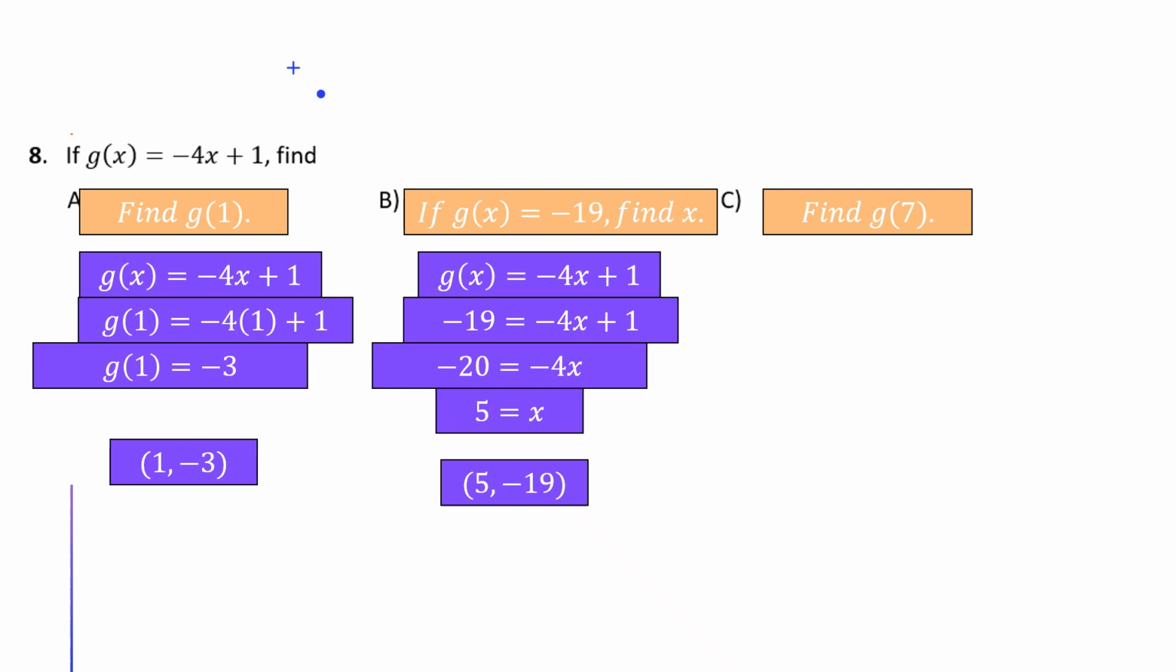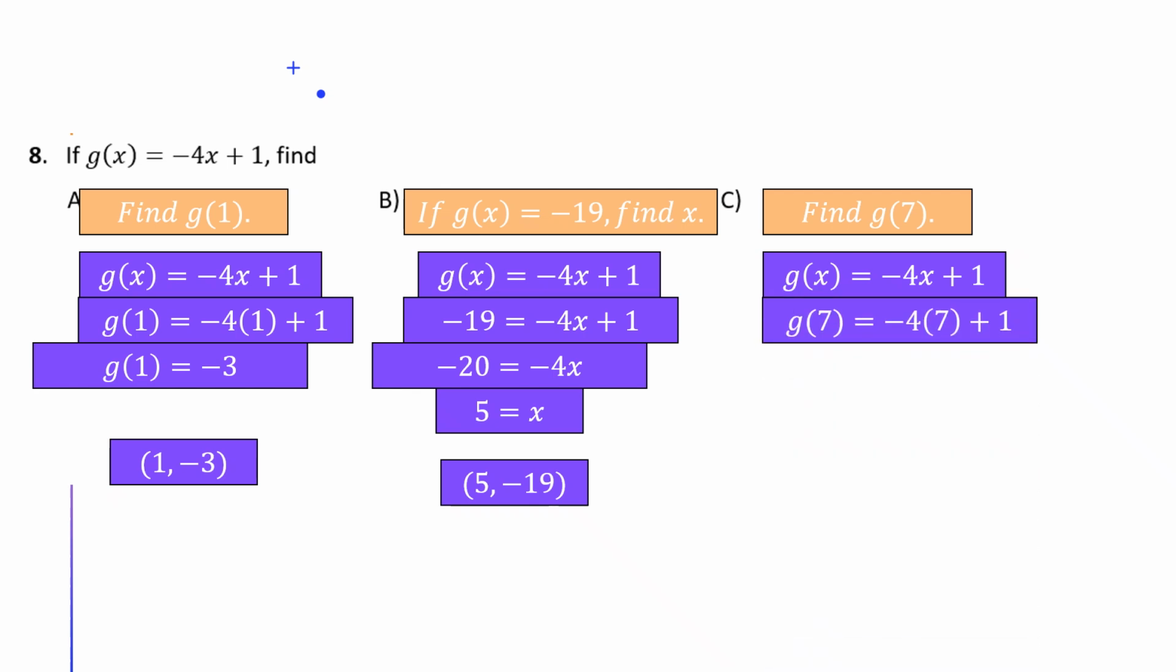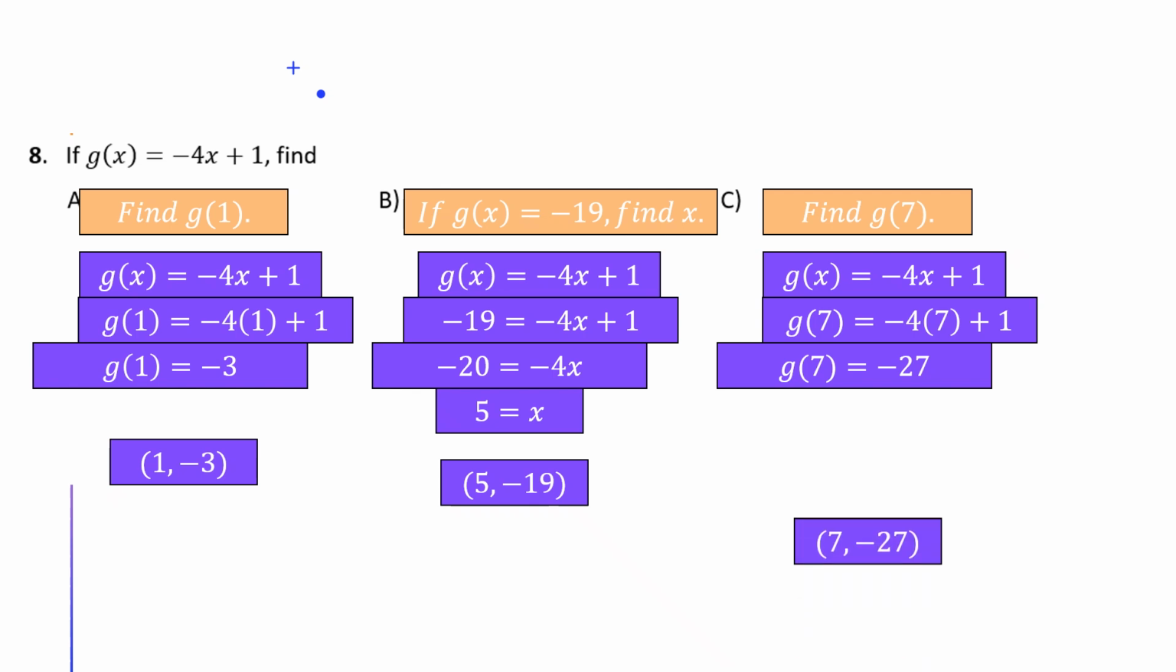In part C, I want you to find g of 7. Try pausing the video, find it yourself, and then come back and check your answer. So start with the original function, substitute 7 in for x. G of 7 would be equal to negative 4 times 7 plus 1, or negative 28 plus 1. So g of 7 is equal to negative 27. The ordered pair to go with that would be 7, negative 27.